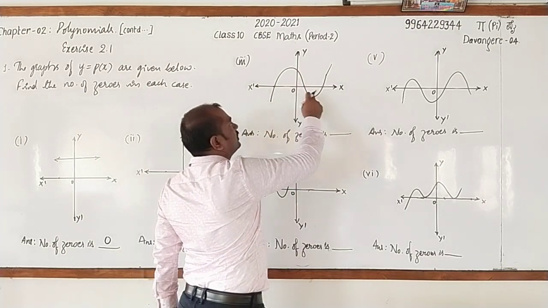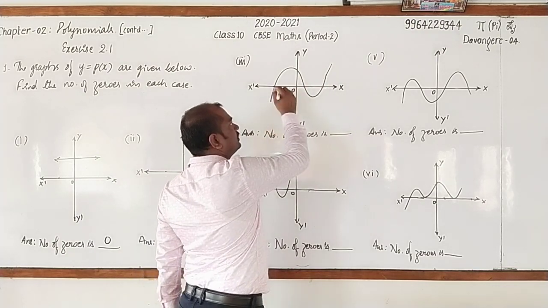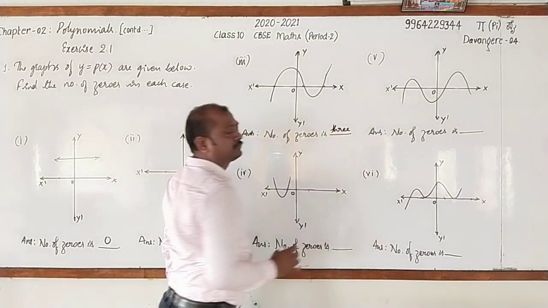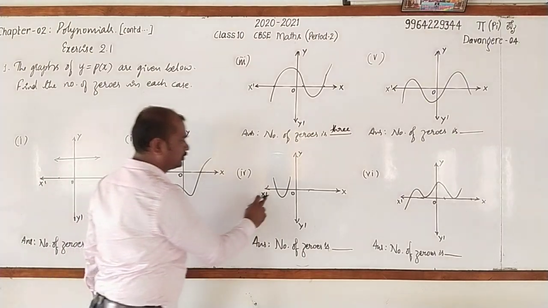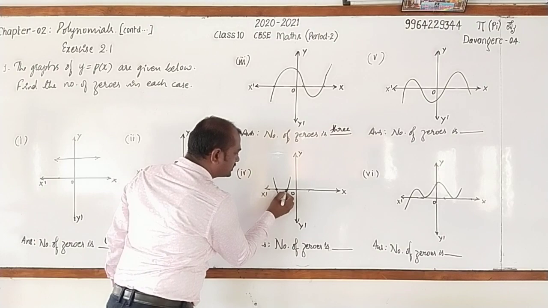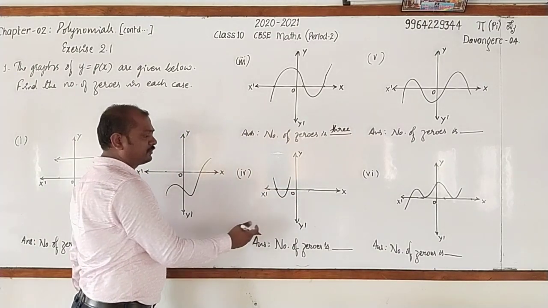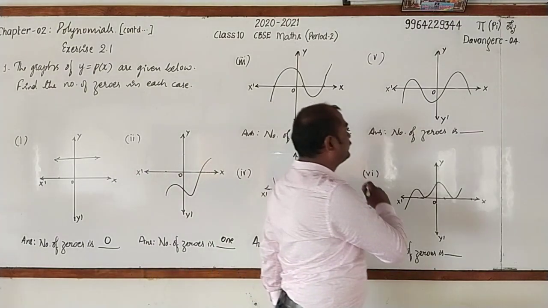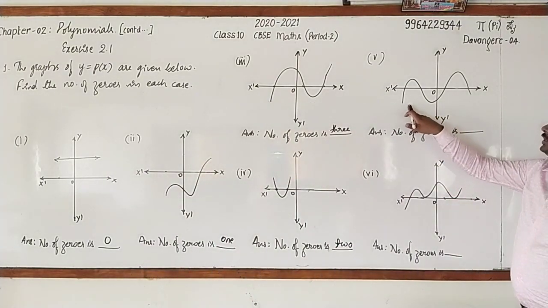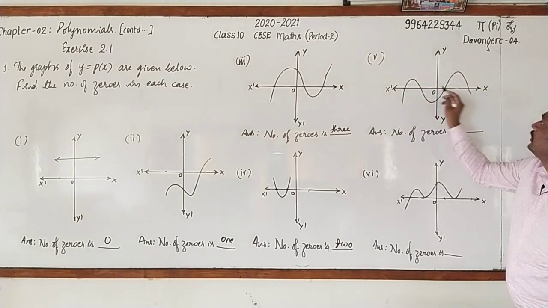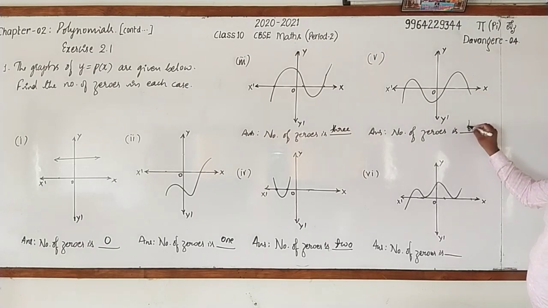Third one. The graph has intersected the x-axis at 3 distinct points. We can say that it has 3 zeros. Fourth one. Parabola has intersected the x-axis at 2 distinct points. We can say that the number of zeros is 2. Fifth one. The graph of the given polynomial has intersected the x-axis at 4 distinct points. Hence the number of zeros is 4.